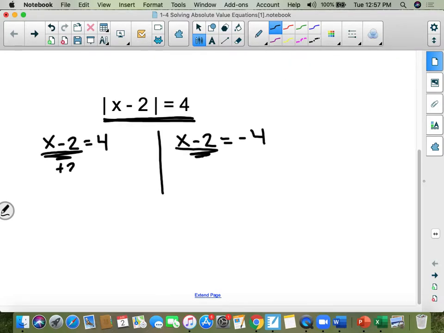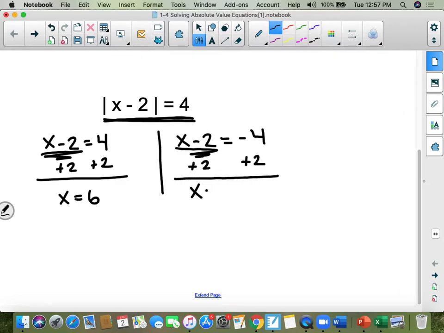I'm going to add 2 to both sides. I'm going to get x equals 6. I'm going to add 2 to both sides. And I'm going to get x equals a -2. Both of these, I'm going to prove to you that they work in there. So you don't have to do this, but I'm just going to prove to you in this problem why you need 2.